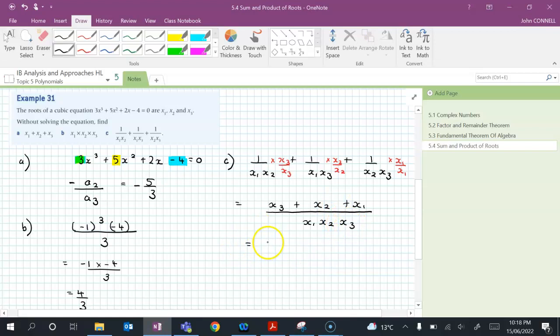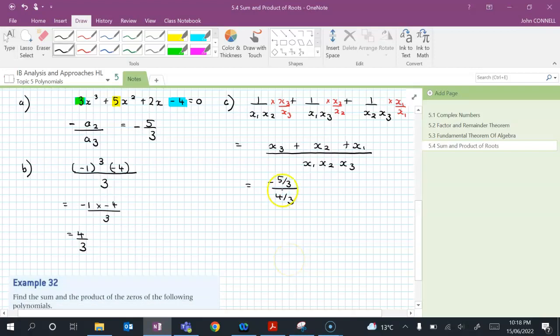So the sum is negative 5 on 3. The multiplication is positive 4 on 3. When you have one fraction over another with the same denominator, those denominators cancel. And so we get left with minus 5 on 4. Okay, alright.